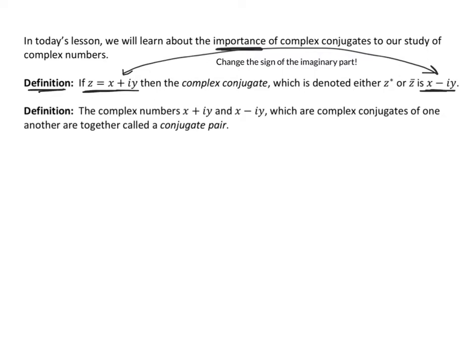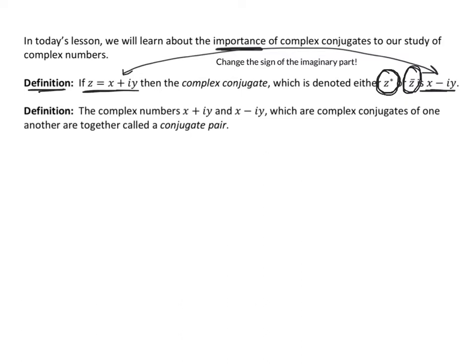There are two different ways to notate this. You either write a z with a star, an asterisk or a star exponent, or you just put a bar over the top of the z. Those are two different ways that you can indicate that you're taking a complex conjugate.